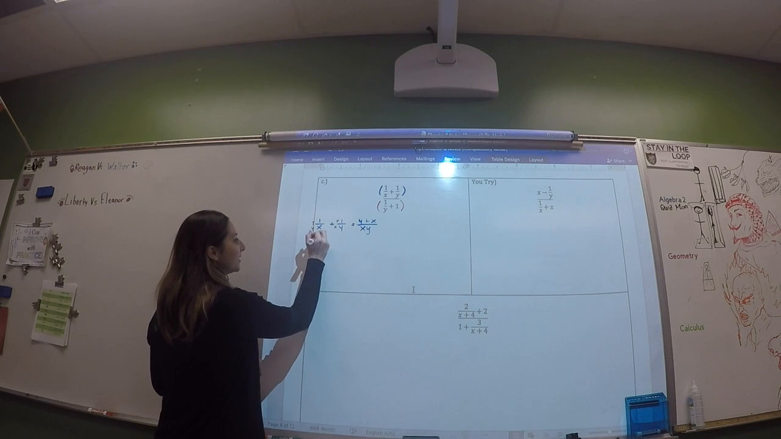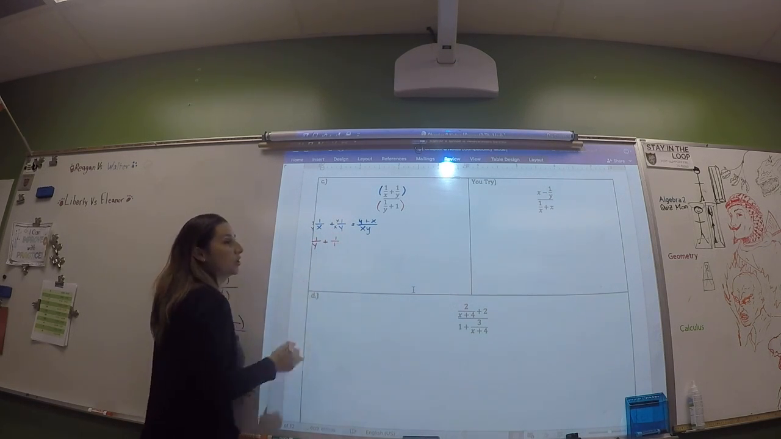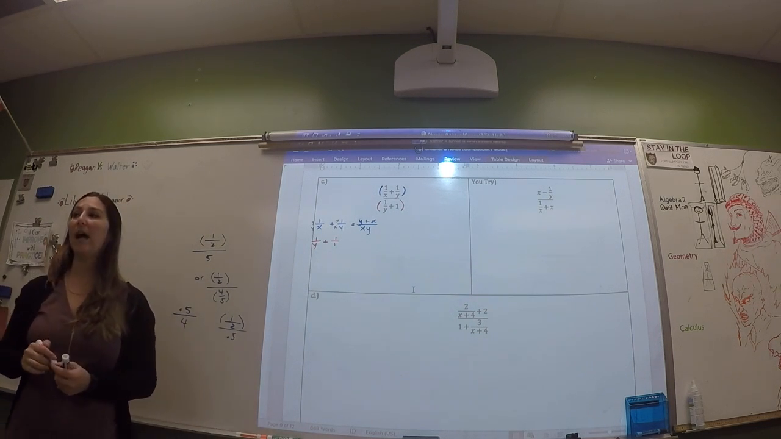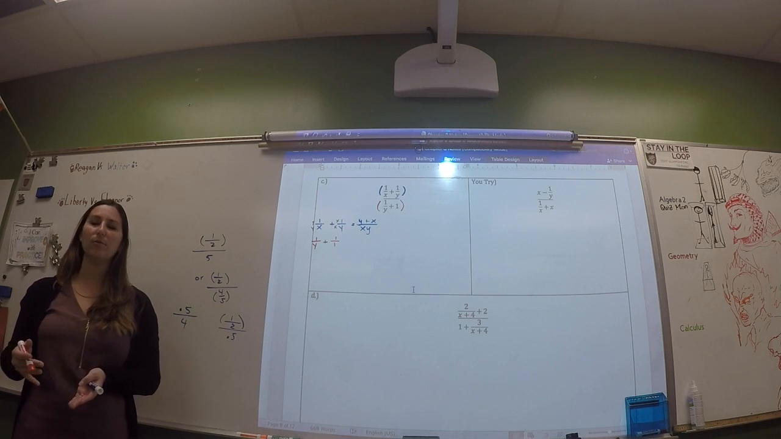And we're going to do the same thing to the denominator. So the denominator is 1 over y plus 1, which is 1 over 1. When we add fractions, we have to add fraction to fraction, not fraction to whole number.